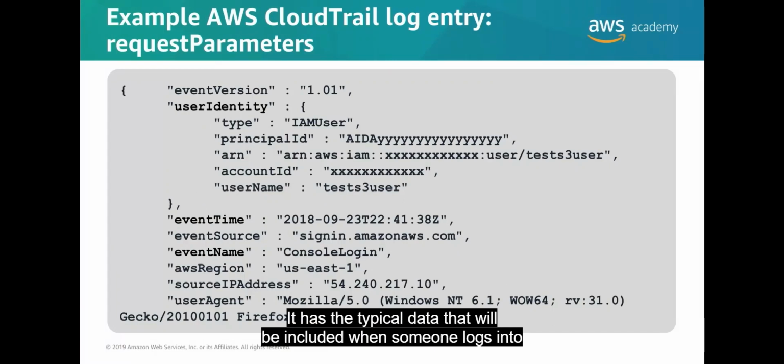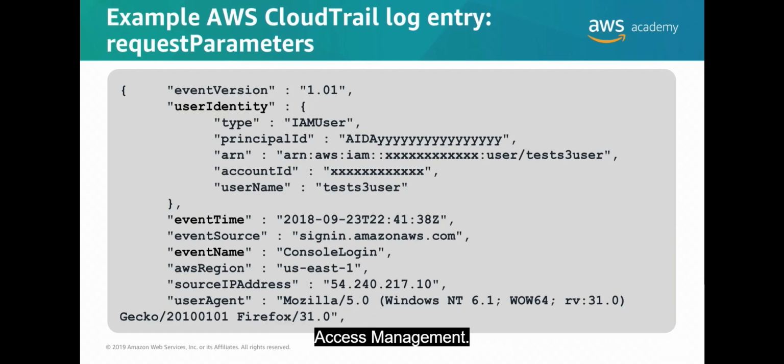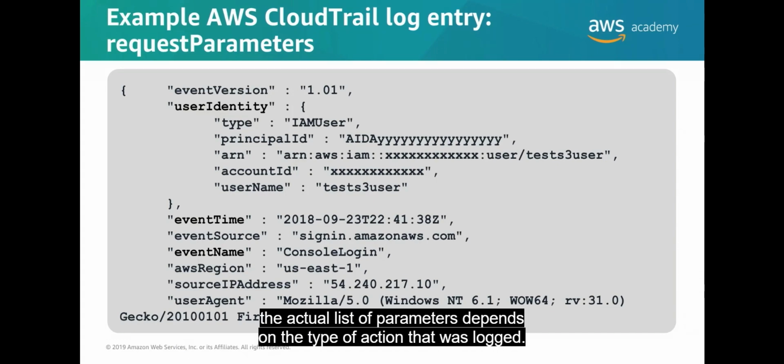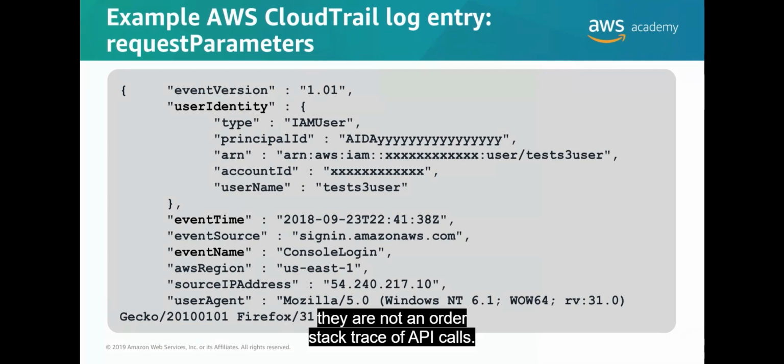It has the typical data that will be included when someone logs into the console with user information that was created with AWS Identity and Access Management. Additional parameters can be included. The actual list of parameters depends on the type of action that was logged. Log entries are not guaranteed to be in any particular order. They are not an ordered stack trace of API calls.